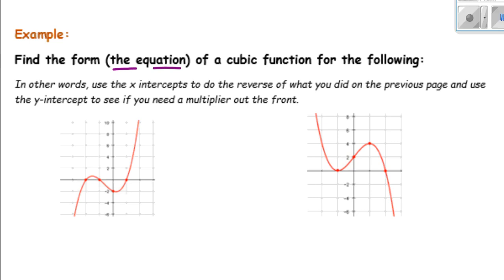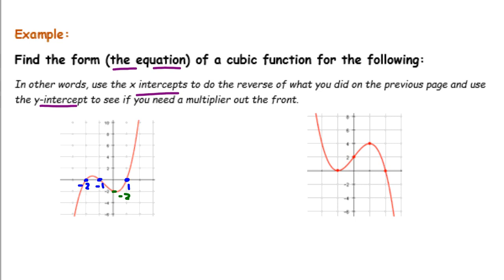So in other words, use the X-intercepts to do the reverse of what you did on the previous page, and use the Y-intercept to see if you need a multiplier out the front. Like, once you've got the X-intercepts, to get the Y-intercept, you need to have made sure everything was multiplied by -1 or by 2, or is just using the X-intercepts alone getting you the correct equation according to the Y-intercept. So here's our little X-intercepts. So we're, at this point, maybe assume it's kind of like 1 here, -1, and that's at -2. The Y-intercept is at -2, as you can see.